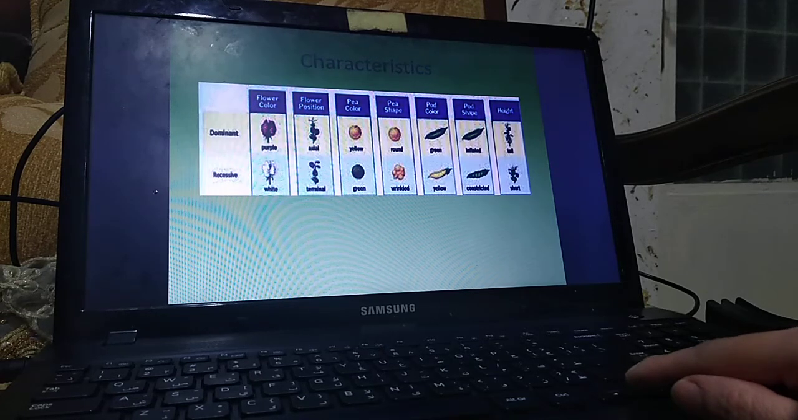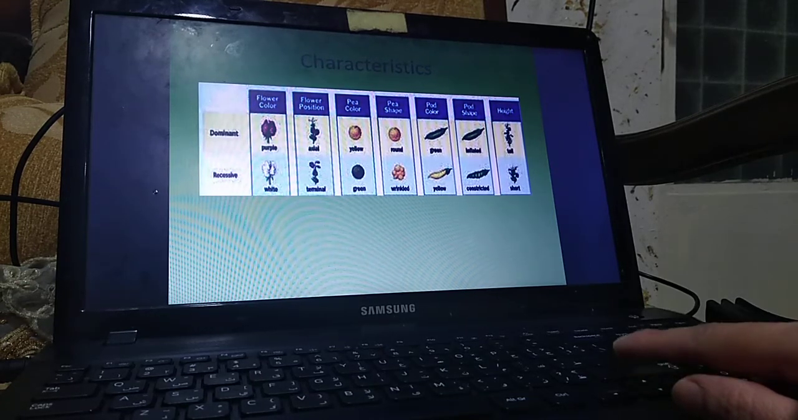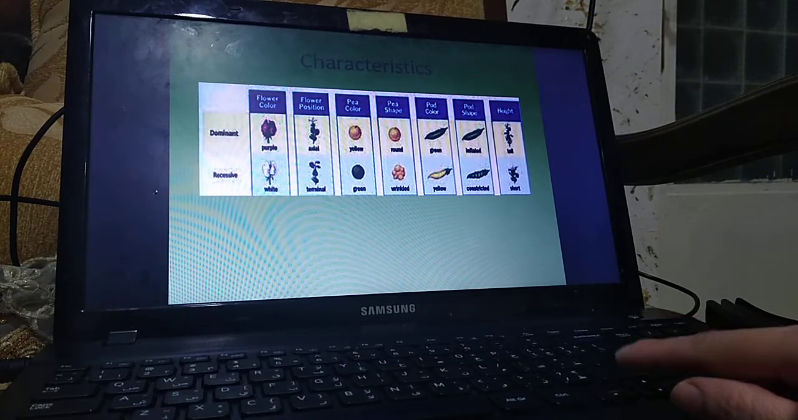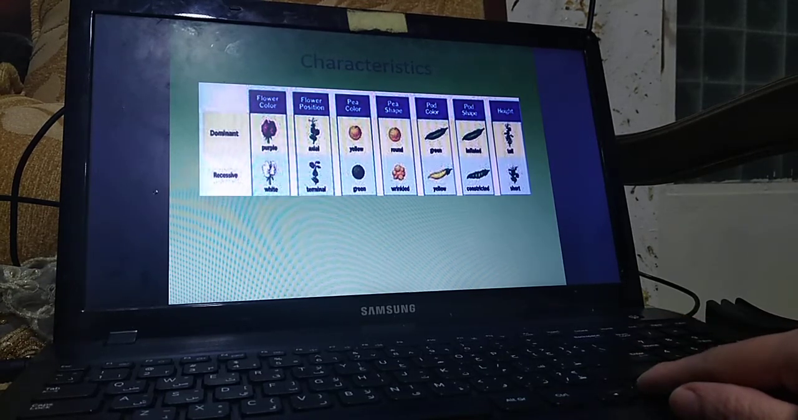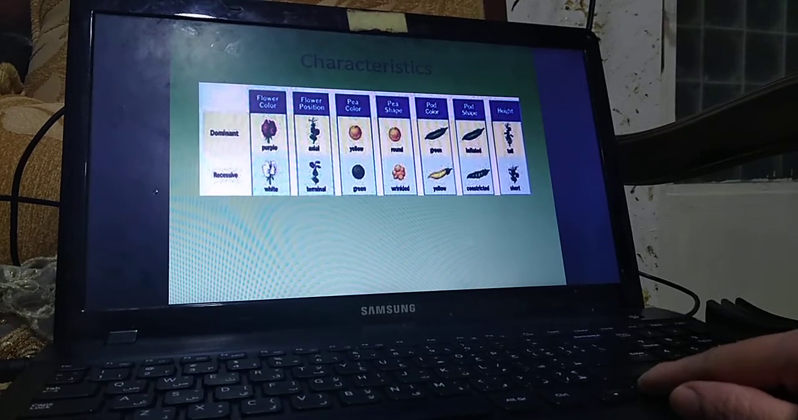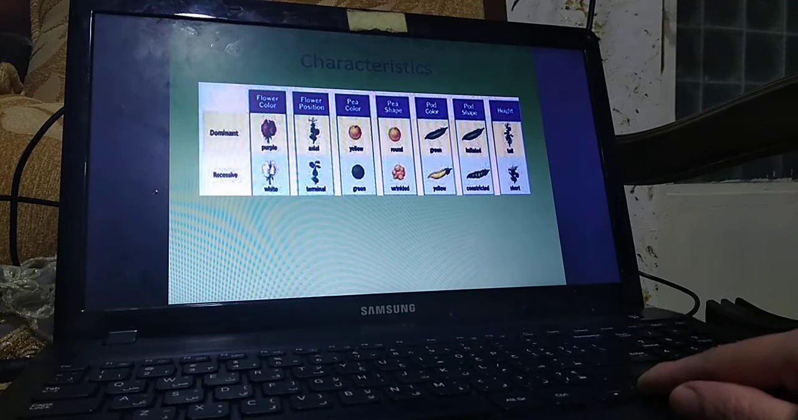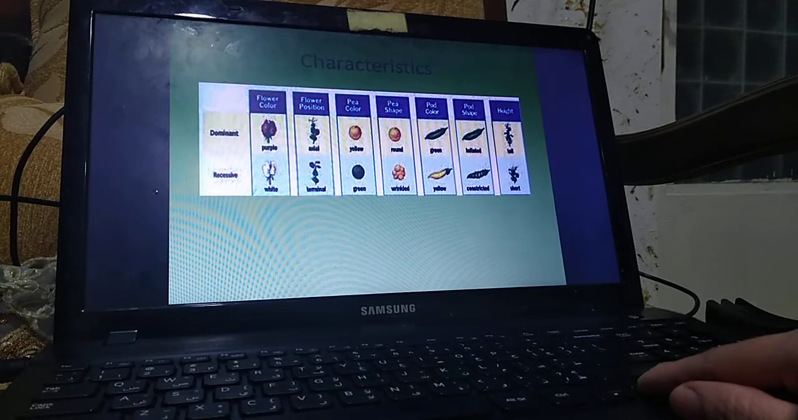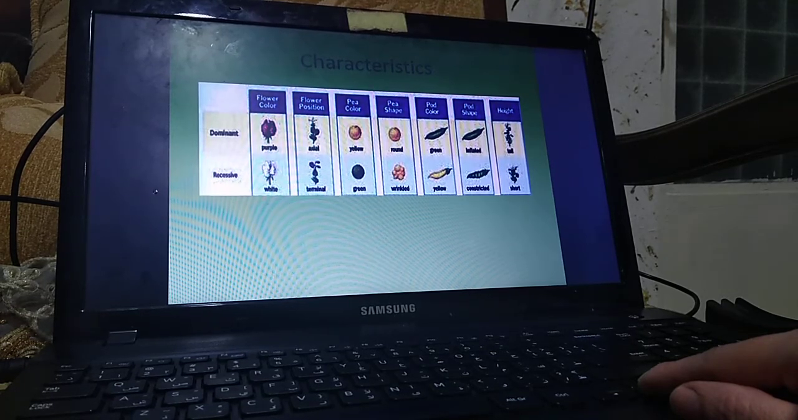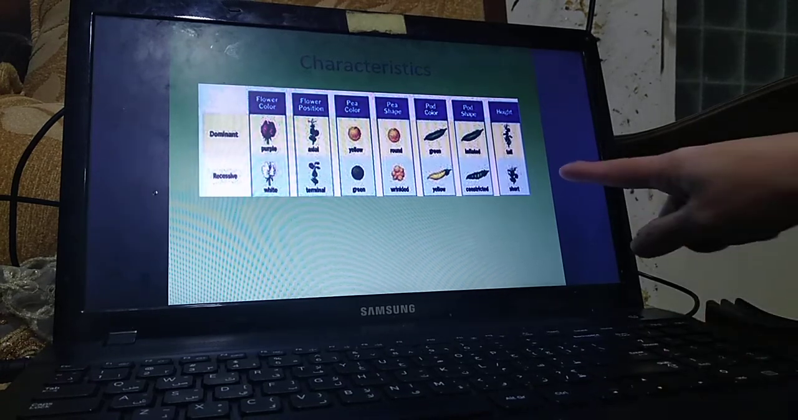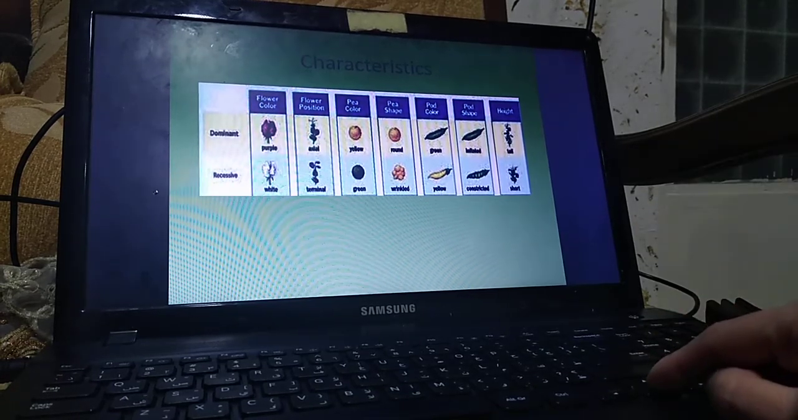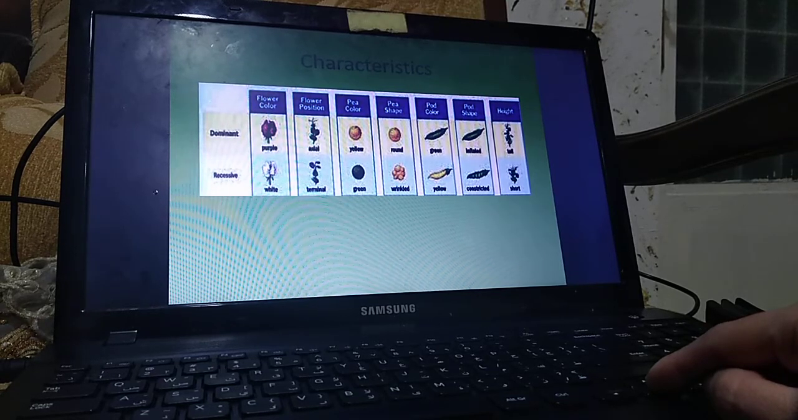We have only 2 traits, but the characteristic is 1. That's pea color. So the pea color is the characteristic, but green color and yellow color are traits. Same goes for flower color. Flower color is a characteristic and it has 2 forms or 2 traits, which are purple and white. The last characteristic we have in this table is height. Height is a general description, so it's a characteristic.